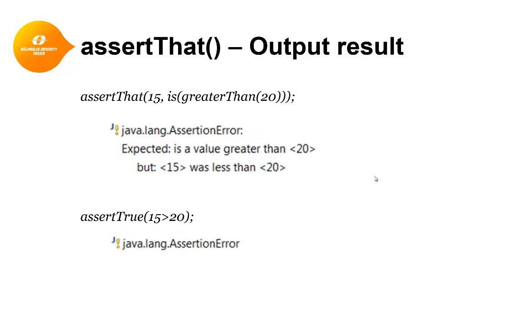But actually that's not the main benefit. The main benefit is in the output results of executing such a test case. So for example, assertThat 15 is greater than 20. As a result, it will say expected is a value greater than 20, but 15 was less than 20. And this is a very descriptive output result from a test case. In our original example, where we would just call assertTrue(15 > 20), as an output result we will just get an assertion error without any details of what is the cause of that error.